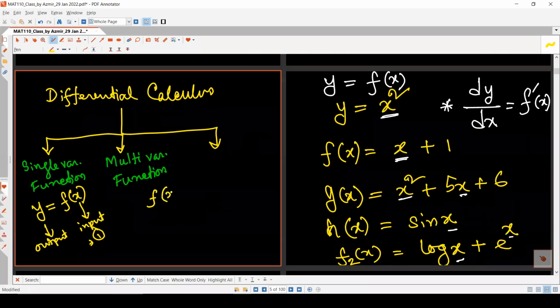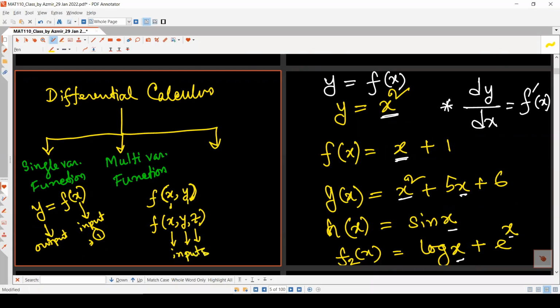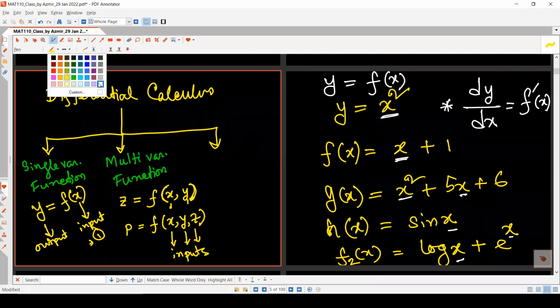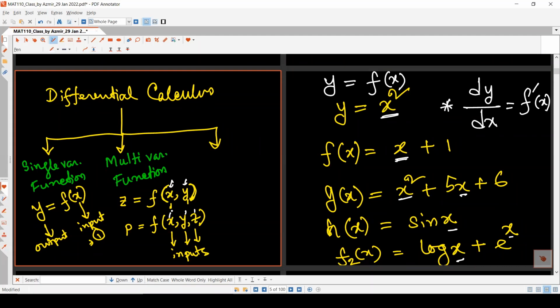Similarly, if we have more than one variable inside the parentheses or brackets, let's say x, y, z, we have 3 variables inside. The variables or letters that we see inside the brackets are the inputs. And we will have, let's say, output z. Here, let's say we have output p. You can see that the number of inputs is more than 1. Here we have 2 inputs. Here we have 3 inputs, x, y, z. So we can say this is a function of 2 input variables. This is a function of 3 input variables.